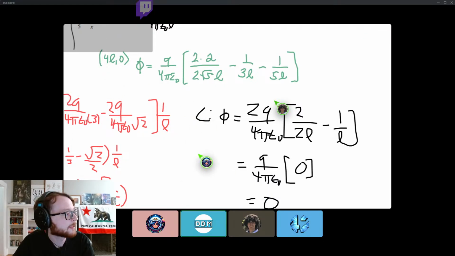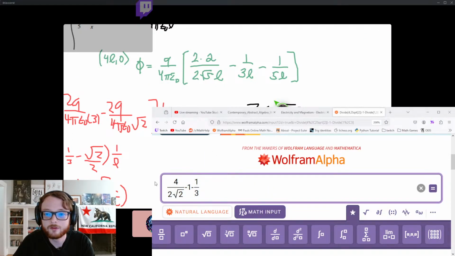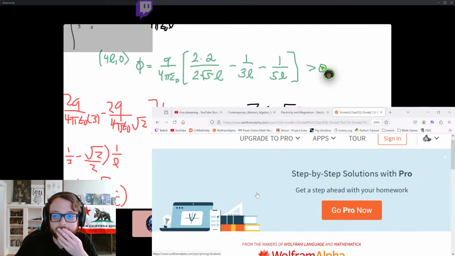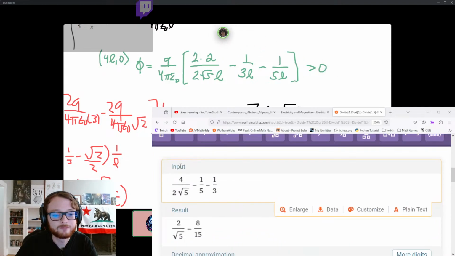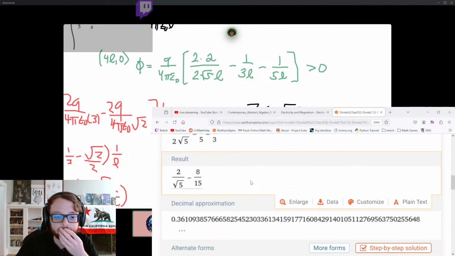Does that look like a negative number? It does not. Ah, dreams are shattered. That's what we wanted, though. We wanted it to be positive. The idea, I think, was that on the left and right side of the intersection, they would have the same sign. But then the question is about north-south now.